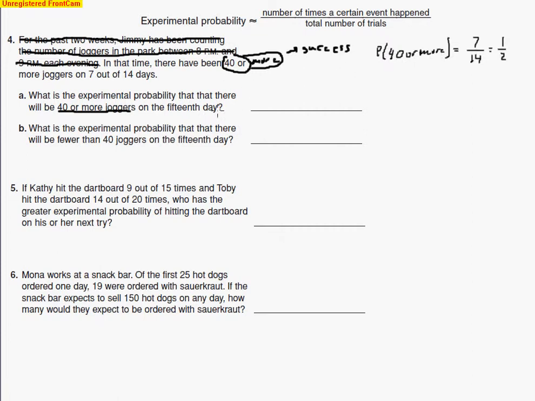So on the 15th day, it's half, a 50-50 chance. So it could end up happening. It's as likely as not. So our answer would be just 1/2. It's whatever number this is.